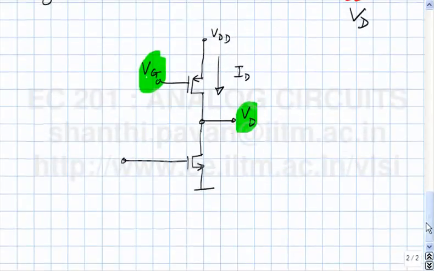So can anybody suggest a simple way of biasing the gate source of this transistor? Vg is such that this drain current is equal to I1. Okay. You want this also to carry a drain current of I1. So one simple way of doing it is to use the current mirror, for example.